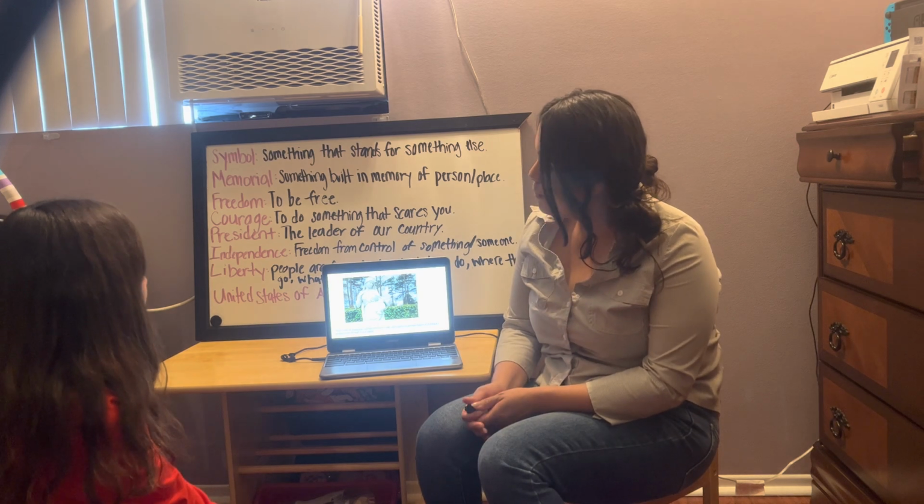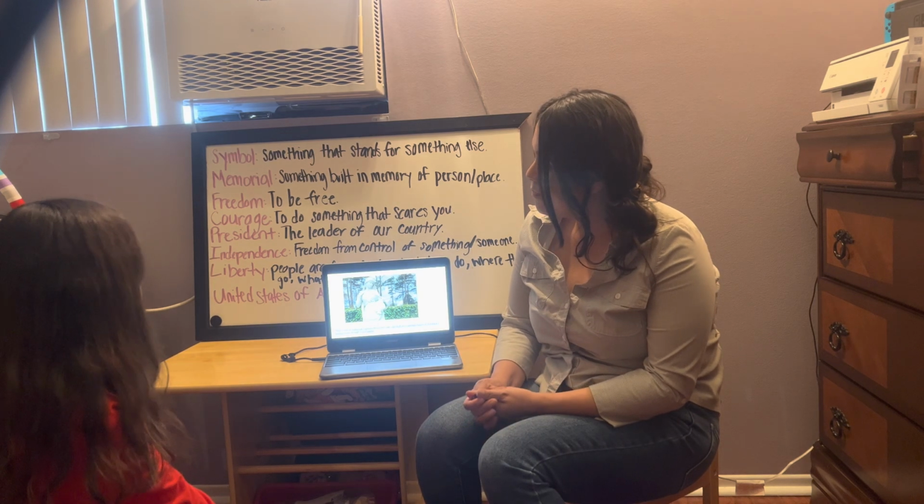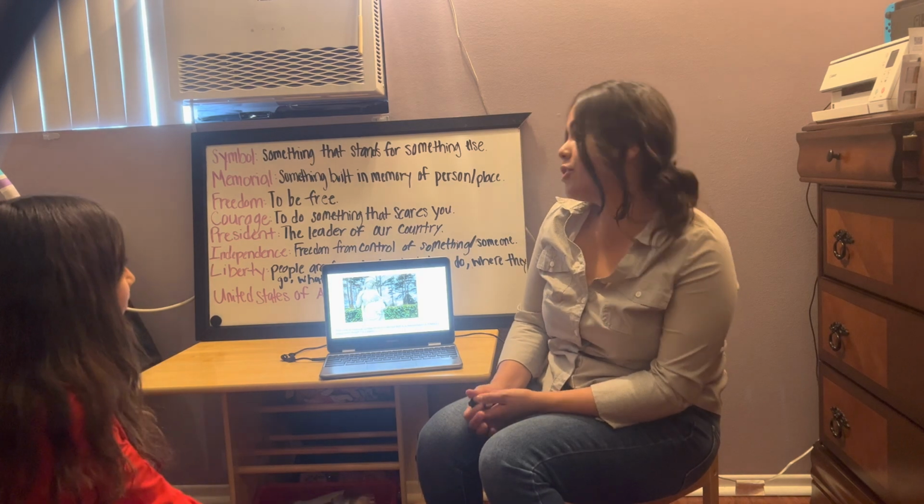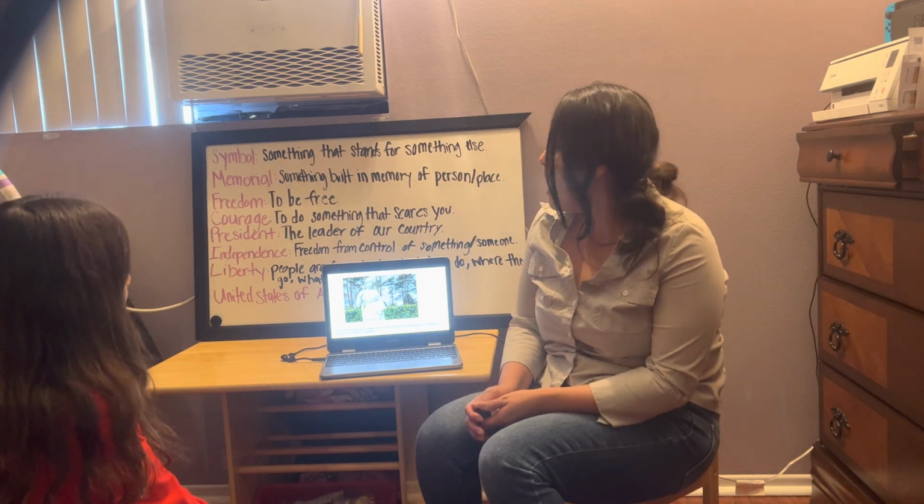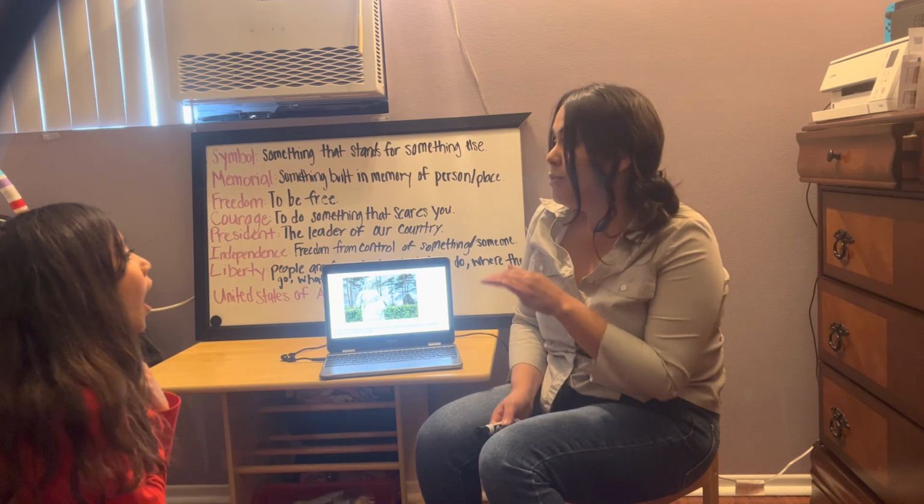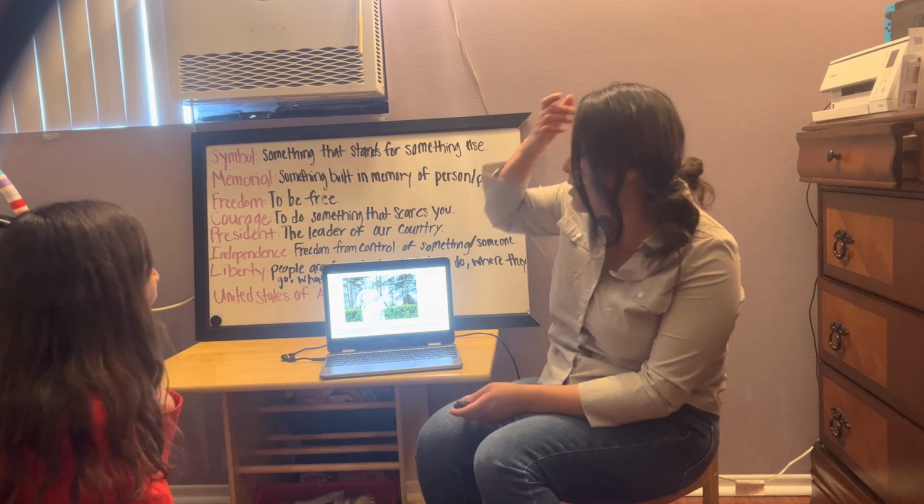Does anybody know what this is? It's a statue, just a statue. You might see statues when you go to churches or maybe important places. People like to put statues. Maybe some people have them in front of their houses. You might see little statues, right? So this is just an ordinary statue.